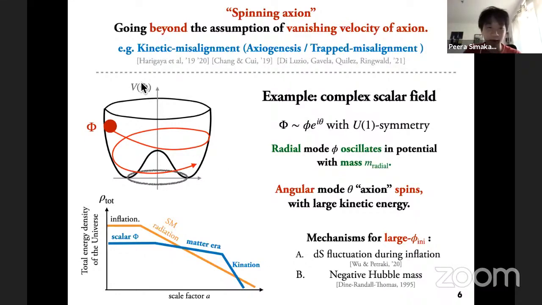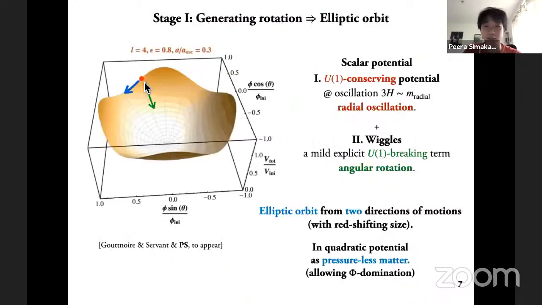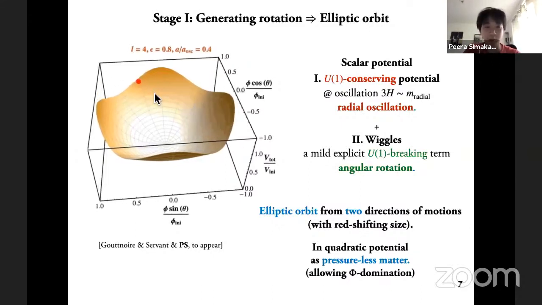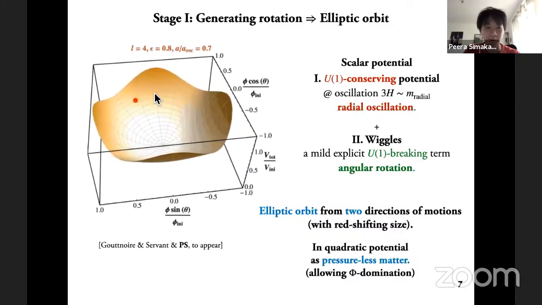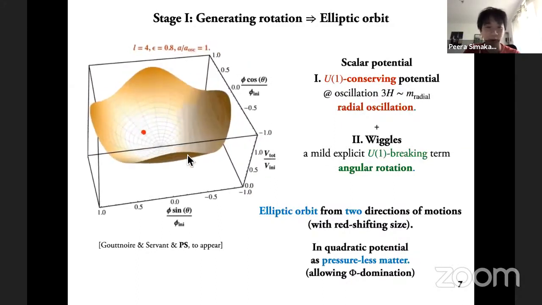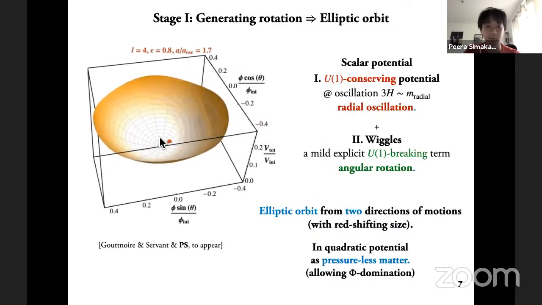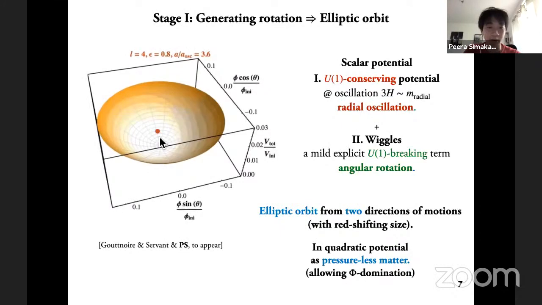After the field sits somewhere at large value, then at some point it will start to oscillate. And we assume that the scalar potential has two terms. We have the term that is U(1) symmetric, and this will induce the oscillation in the radial direction, while the rotation will be generated from a U(1) breaking term that will induce the gradient in the angular direction and induce the rotation. So first, the field will sit frozen on the potential due to Hubble friction. At some point, it starts to oscillate, and it will oscillate and also rotate. So we have two directions of motion. The field will orbit in an elliptic orbit.